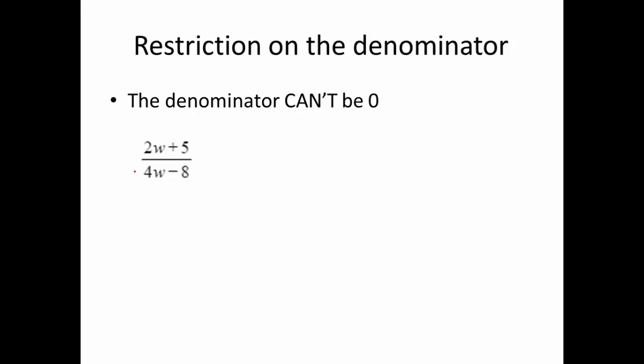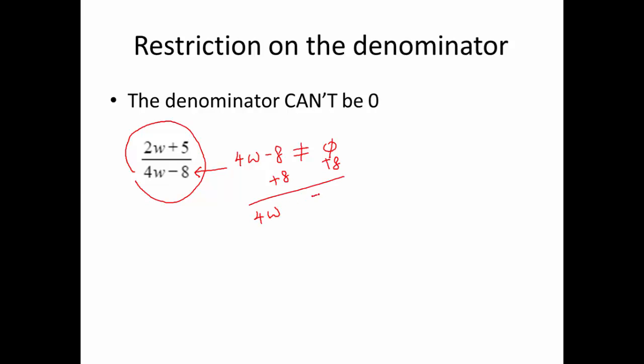Since a rational expression is a fraction like this, the denominator, which is 4w minus 8, cannot be equal to 0. Because once it's equal to 0, in math, when you have a fraction with the denominator equal to 0, it is undefined. And that's why 4w minus 8 cannot be equal to 0. Now we want to find exactly what w would make it 0, which we cannot have.